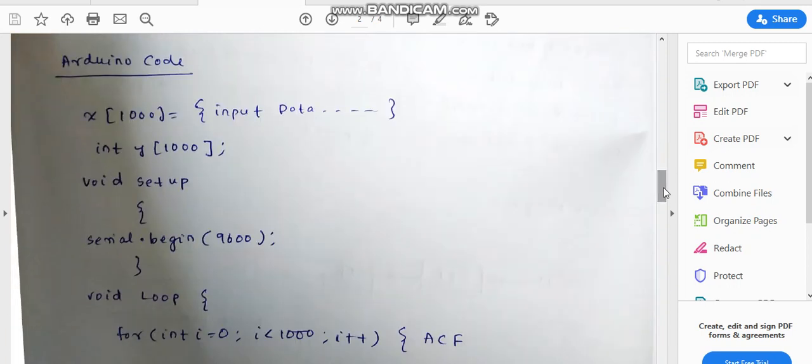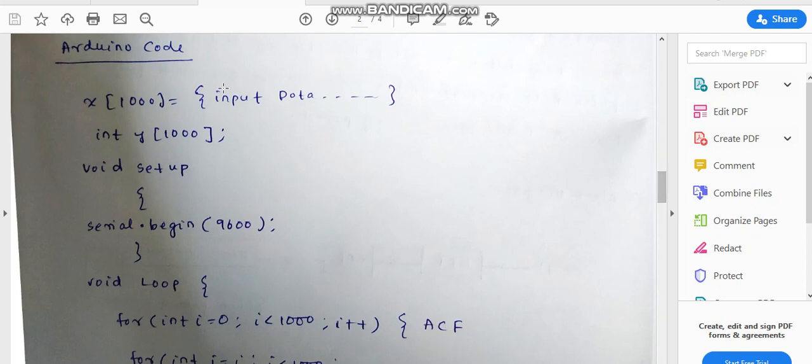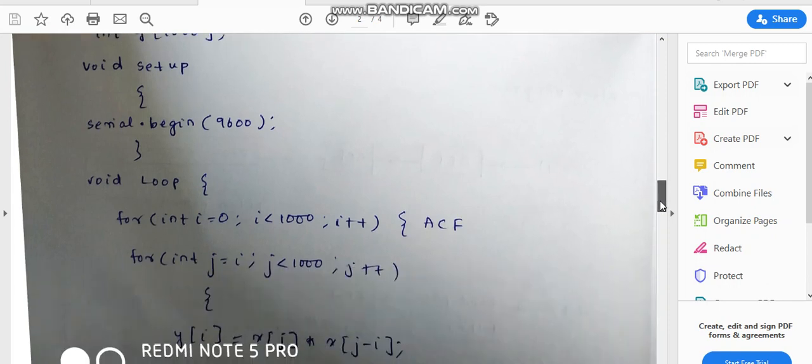So the Arduino code I have used is this: we take any input data for any signal, we can take a speech signal, or we can take an indoor environment signal, any signal. Then we take an integer array y, then the void setup, then we go for Serial.begin, which is used to set the data rate in bits per second for serial data transmission. Then in the loop I have used two loops, the i loop and the j loop. This is basically for the autocorrelation function.